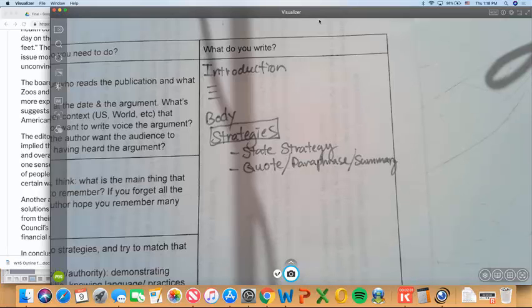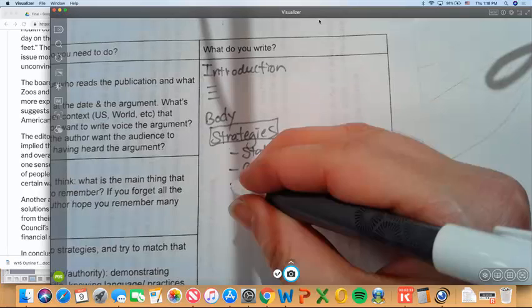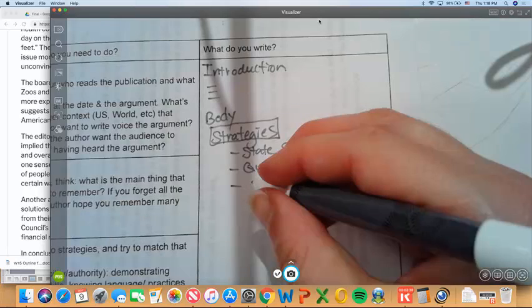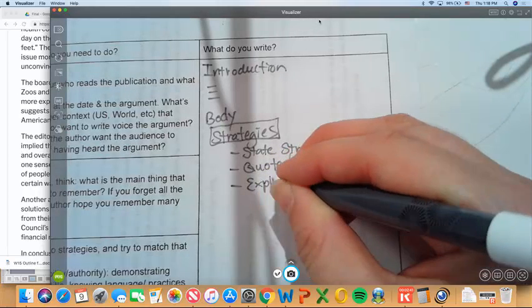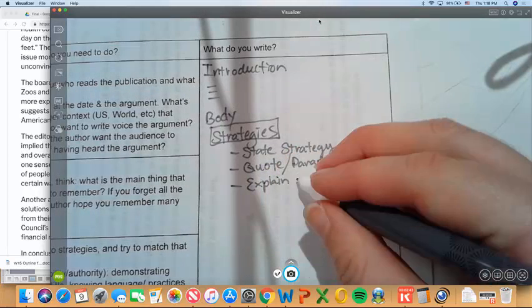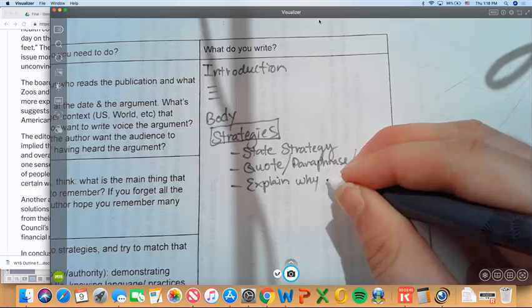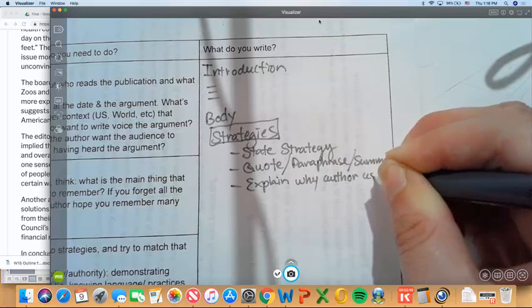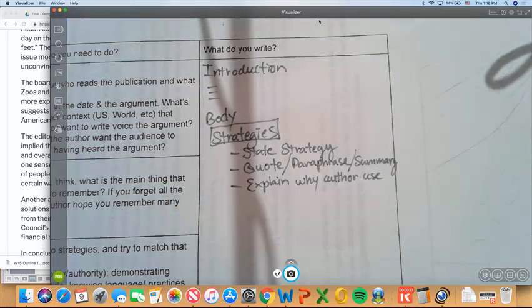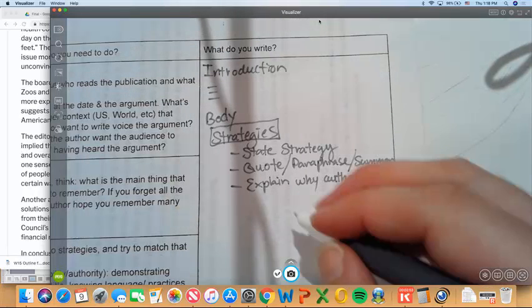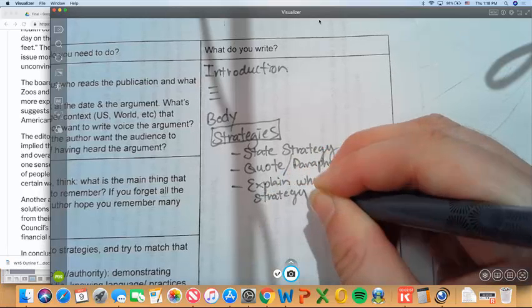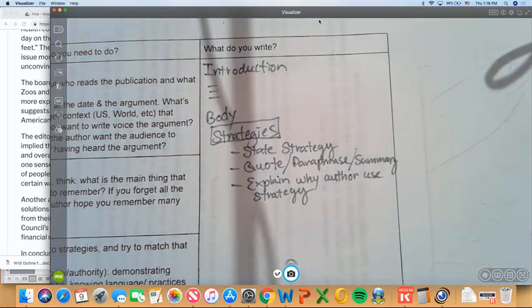And then what's the next thing you do? Yeah, so you're going to explain why the author uses that strategy. I'm using bad grammar and everything now, but why does the author use that strategy?